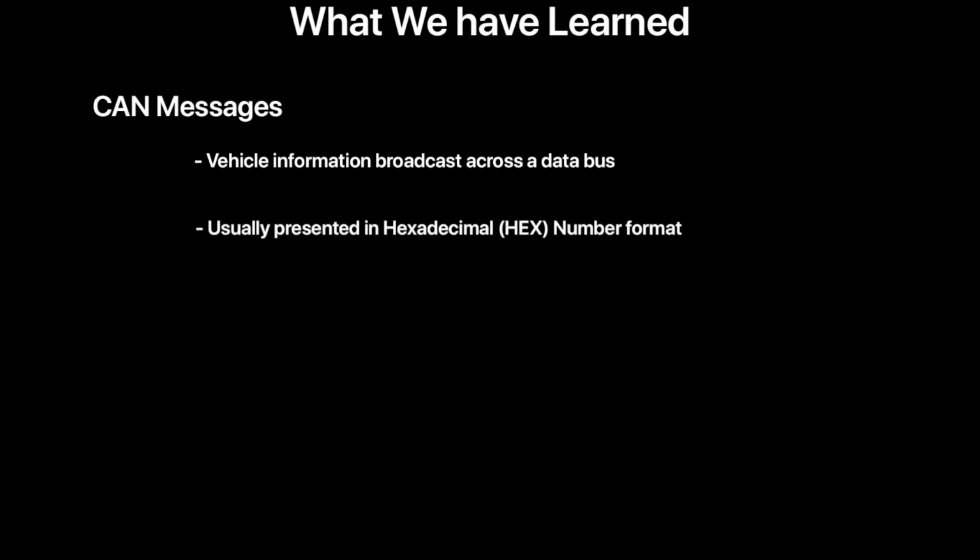So what have we learned about CAN messages? Well, we know that the information is broadcast across a particular data bus. We know that the information appears in byte format. It's usually presented as hex numbers. We've looked at what hex numbers are and how we can calculate them into decimal numbers. We've seen that they typically contain 8 bytes of data. That's 8 pairs of letters or numbers that make up a number between 0 and 255.